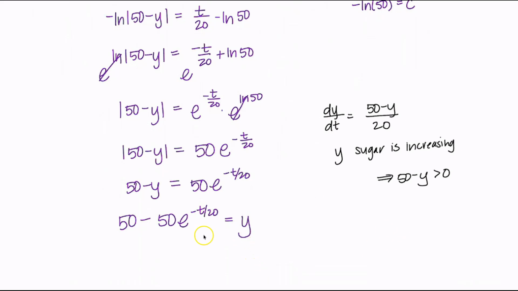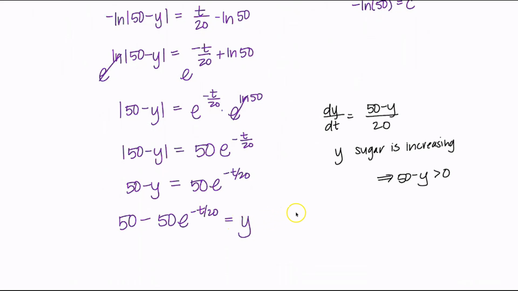So this represents the amount of sugar at any time t. We want to do a quick check on our initial condition. If I substitute in 0 for t, e to the 0 is 1, so I'd get 50 minus 50 is 0, and yes, there's 0 kilograms of sugar, or pounds of sugar in this example, initially. So that checks out. This is the amount of sugar at any time t.